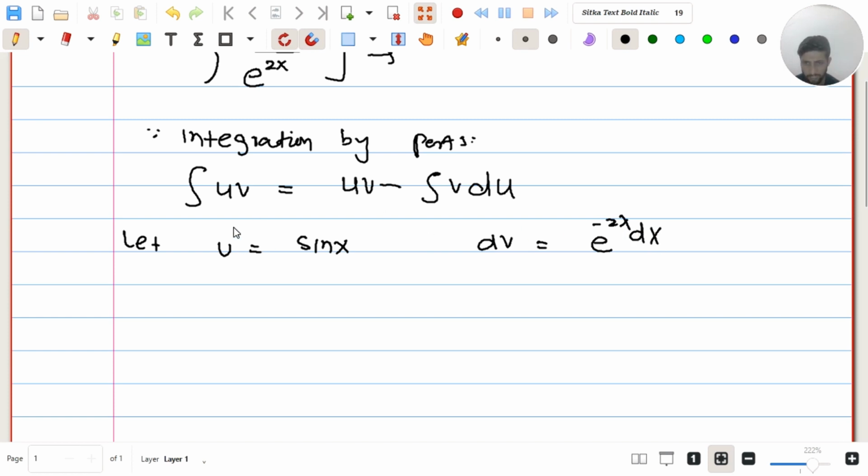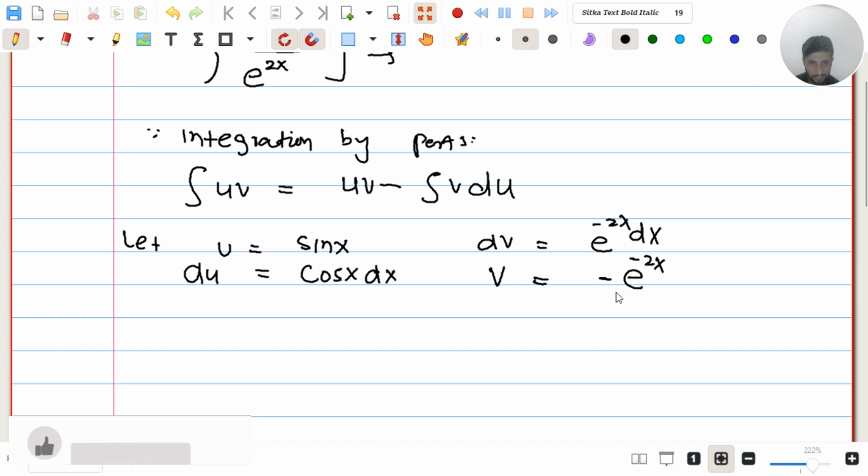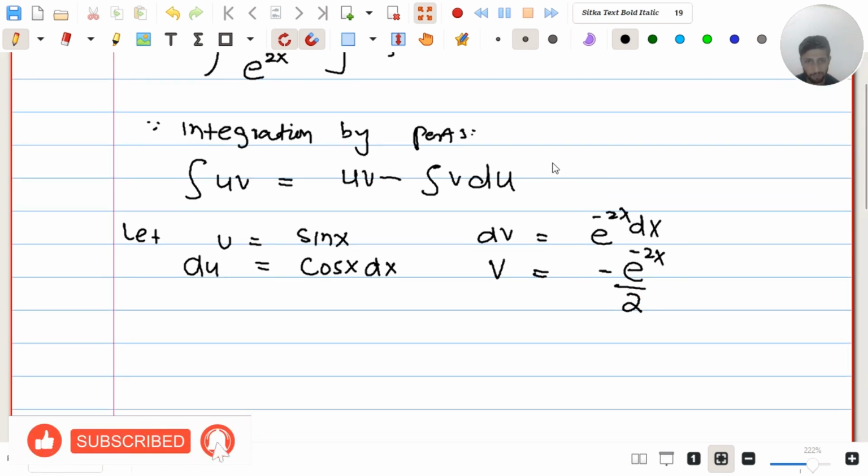Now if we let u equal sine of x, we need to differentiate this u with respect to x. So du is simply cos of x dx, and we have to find v from dv. For that purpose we need to integrate dv. If I integrate, I will get v, that is e to the power minus 2x, and this minus sign comes over here, divided by 2. Just plug the values into this equation.